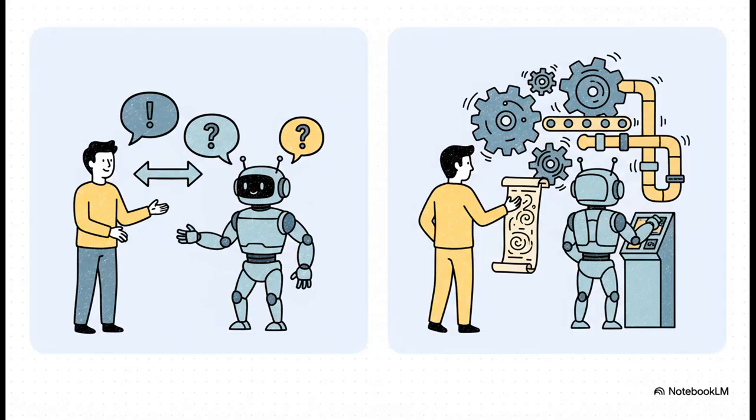To make it totally clear, just think about the difference like this. Interactive mode, that's like having a face-to-face conversation with your assistant. But headless mode, that's like handing that same assistant a detailed set of written instructions and just letting them get the job done on their own. One's for chatting, the other is for automating.